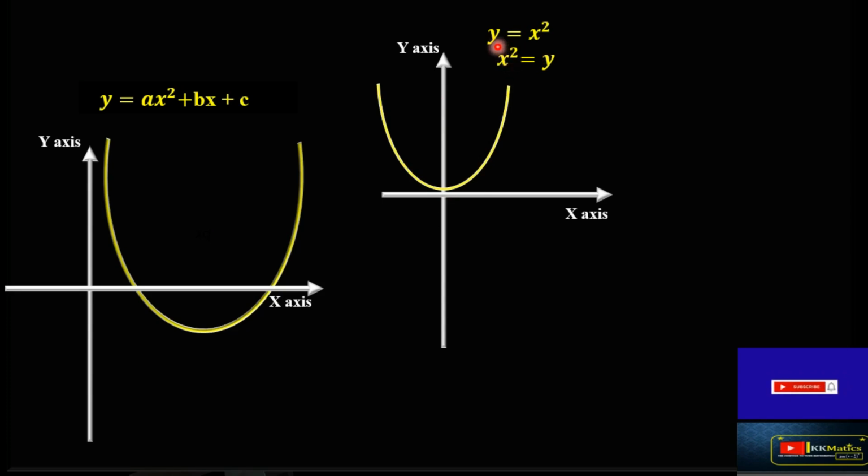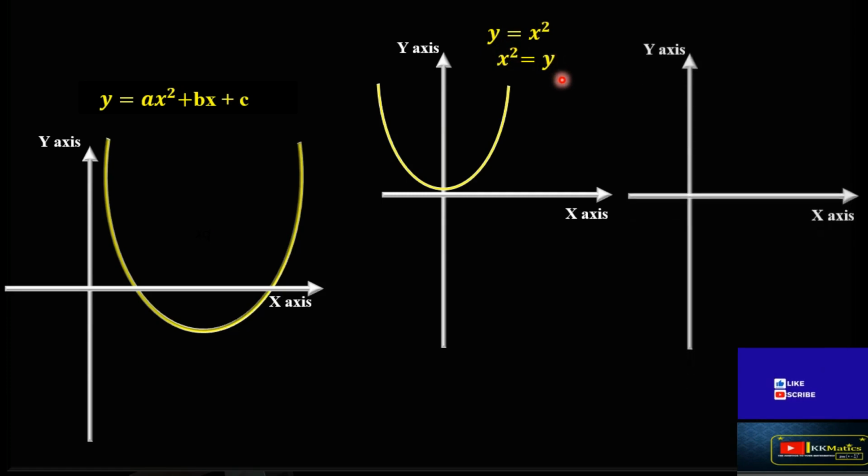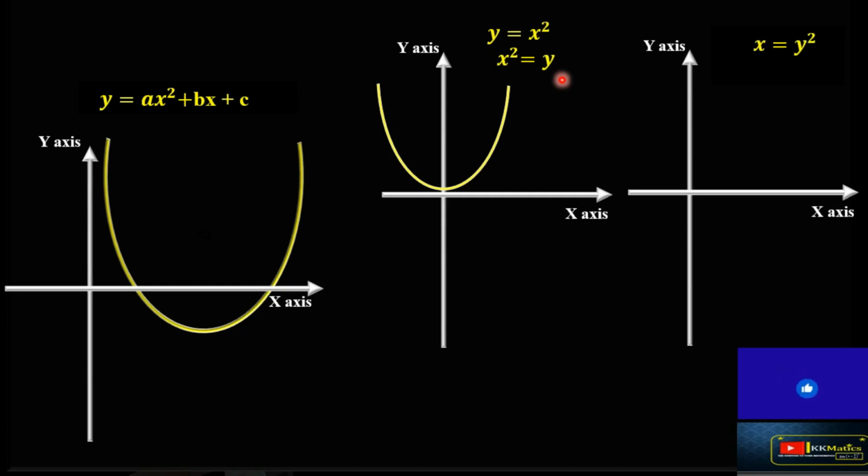So, having y equal to x squared, we can rewrite it as x squared equals y. In the same way, if we have a graph of x equals y squared, we are familiar with what we just said earlier on. However, when we have an equation like this and we are to sketch this graph, this is not something we are familiar with.